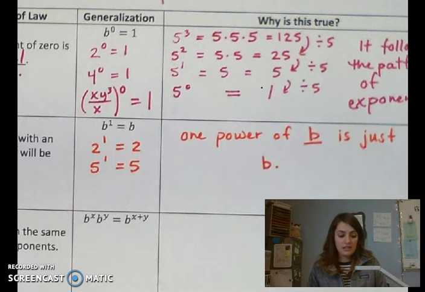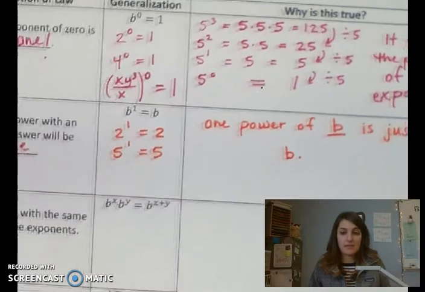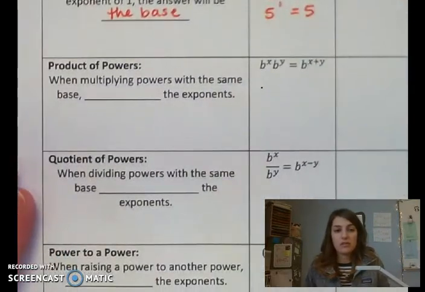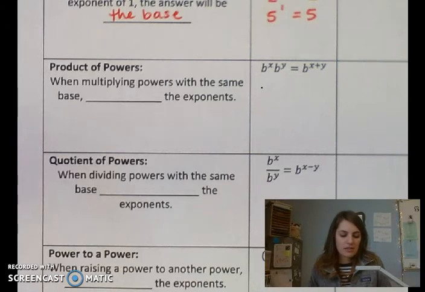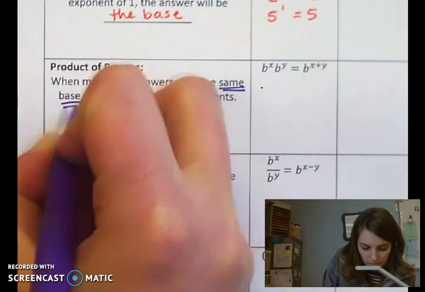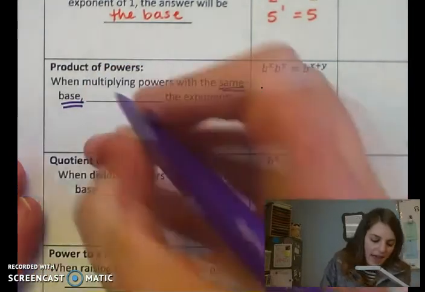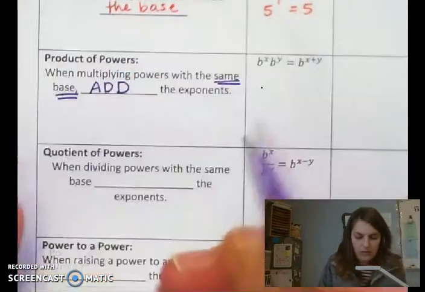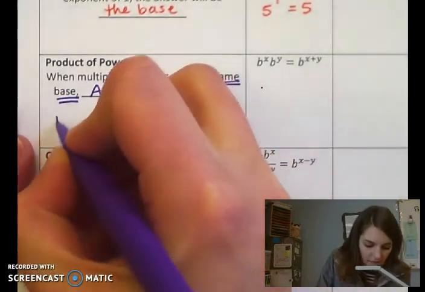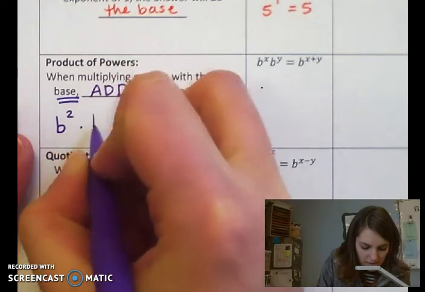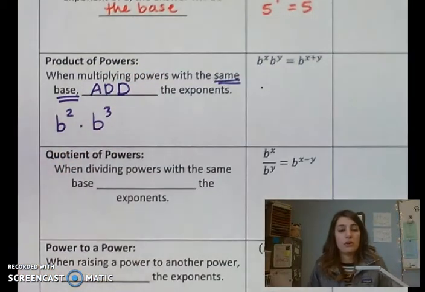Now we're going to start to see what we do when we have multiple powers with the same base being combined together. So this is called a product of powers because we are multiplying the bases together and then trying to see what needs to happen with those exponents. So when multiplying powers with the same base, that's really important, we are going to add the exponents together. So let's do this example with numbers first. If we have b squared times b to the third.